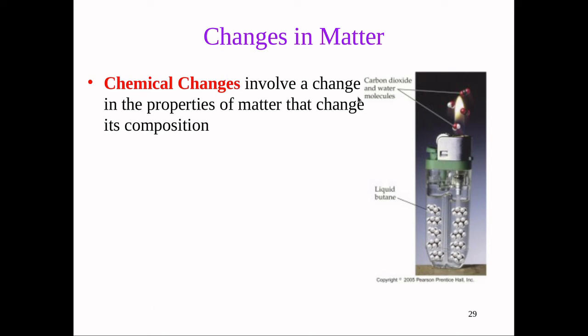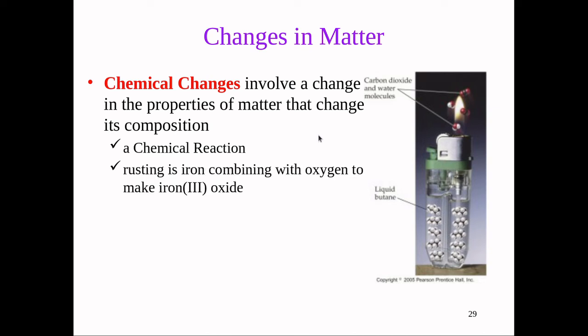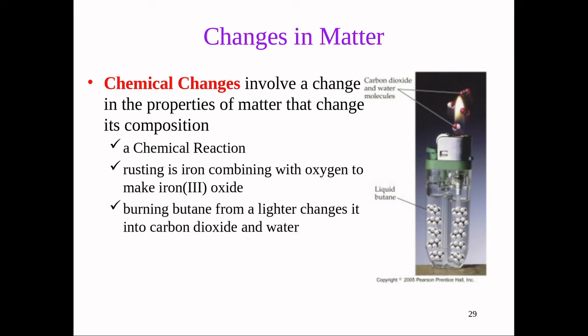Chemical changes involve a change in the properties of matter that change its composition. There's typically going to be a chemical reaction. An example from earlier is the rusting of iron. Another example, if we go back to our butane lighter, we have butane here, right? But if we actually ignite it and create a fire, we wind up producing CO2 and water. The molecules that are released from this flame are different than the molecules that were inside of the lighter.